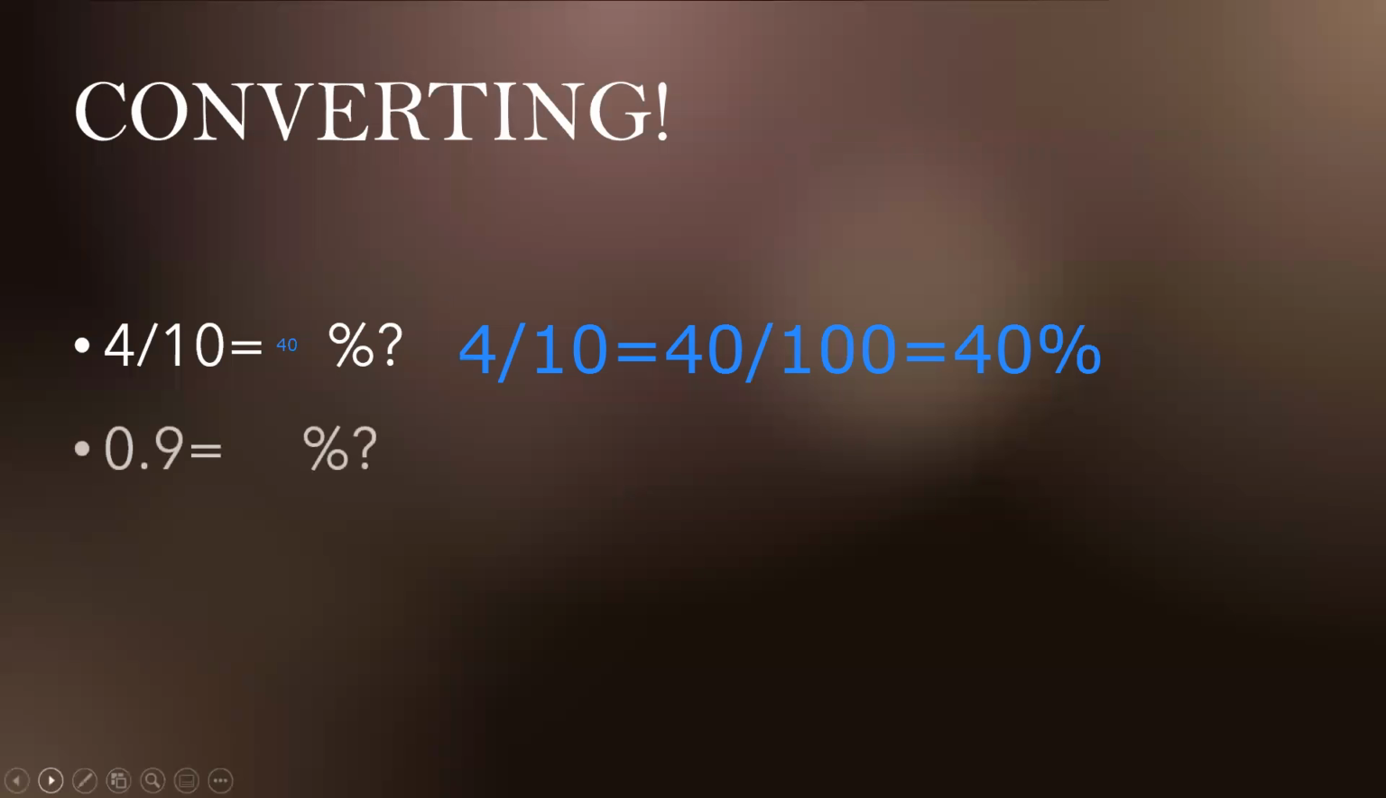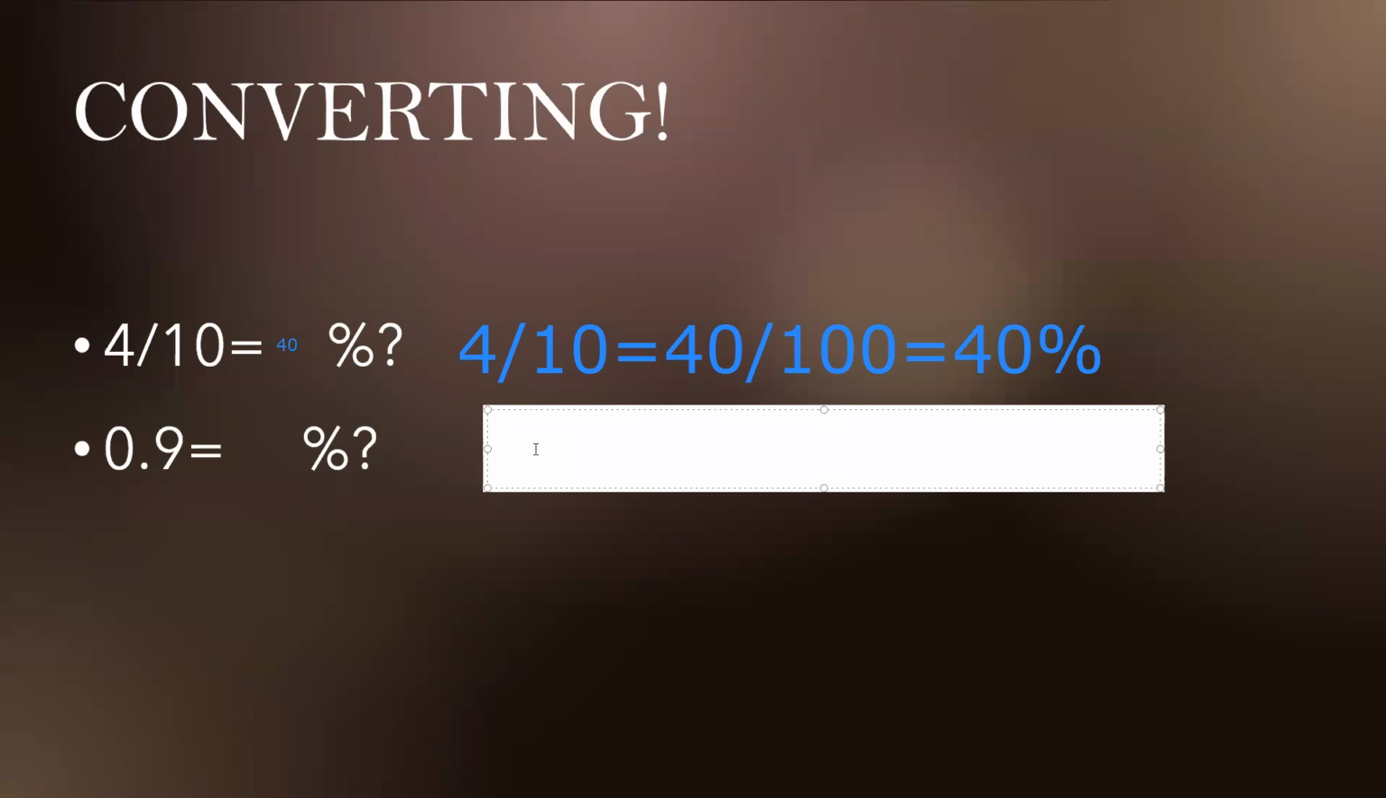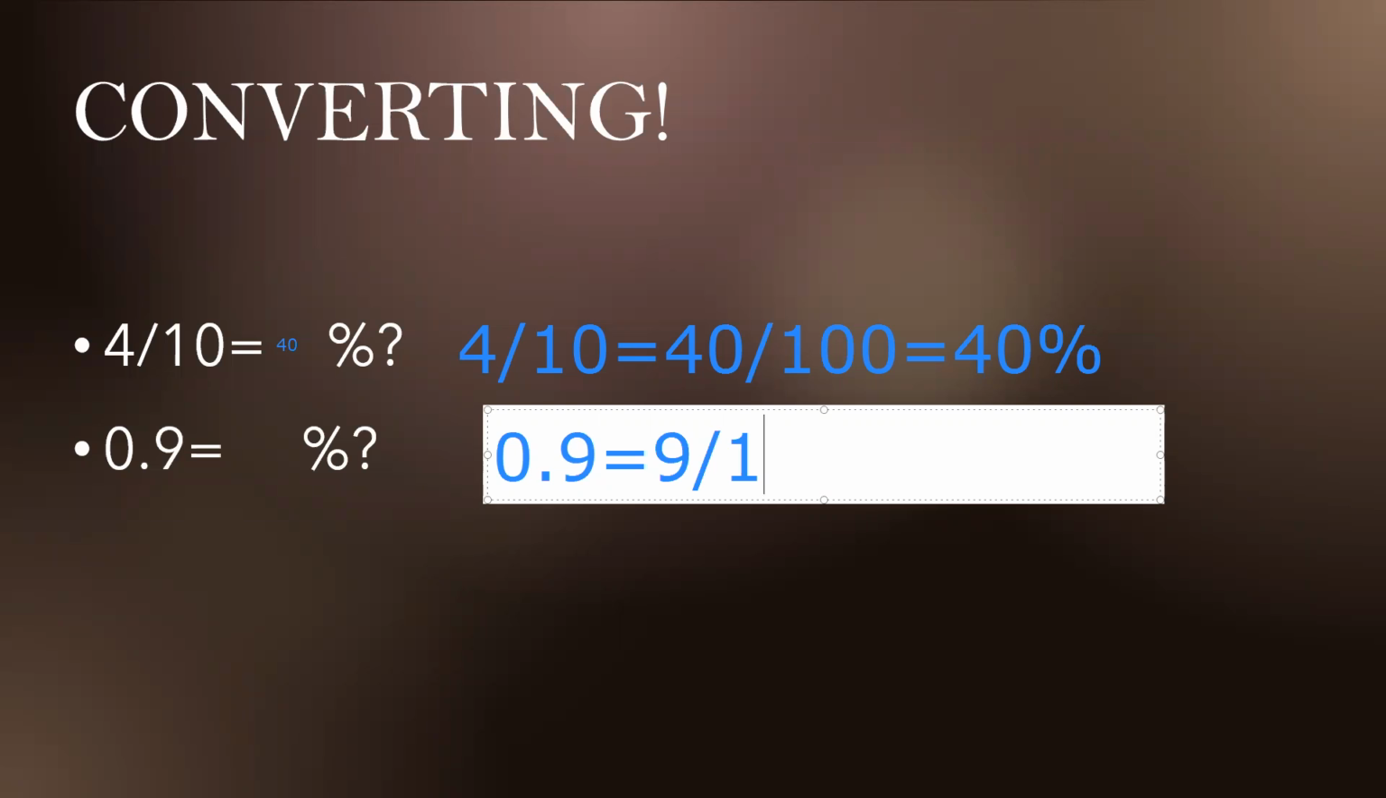For the next question, 0.9 equals how many percent? Same. Let's do some converting. 0.9. Hey, we don't seem to see a fraction here. Yes, exactly. Because it is a decimal. Let's convert it into a fraction first. This will be 9 out of 10. 10 is the whole number. It's a whole, which is 1. And 9 out of 10 is 0.9. 9 out of 10. And we got it again.